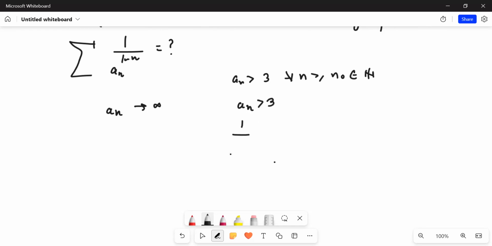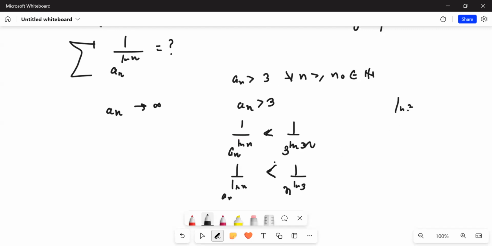It implies that 1 upon an raised to power ln n can be written as 1 upon 3 raised to power ln n. Okay, and I can write 1 upon n raised to power ln 3 here. I hope it is clear. I think I can use the comparison test. See, if an is greater than 3, then an raised to power ln n is greater than 3 raised to power ln n, and I can do this.